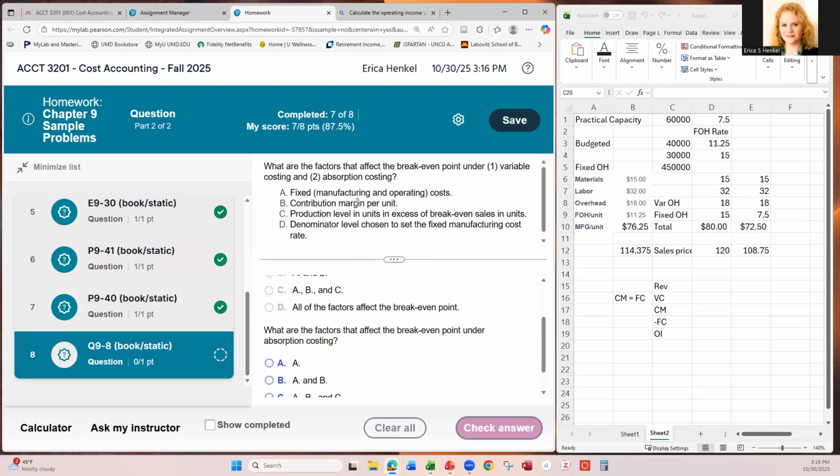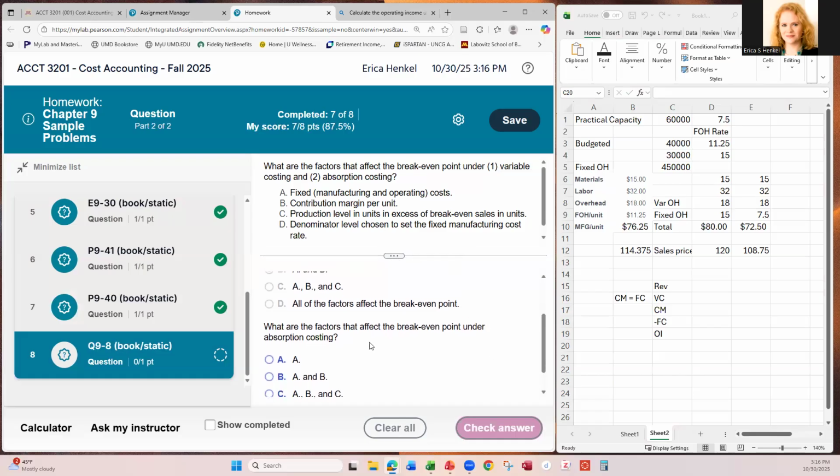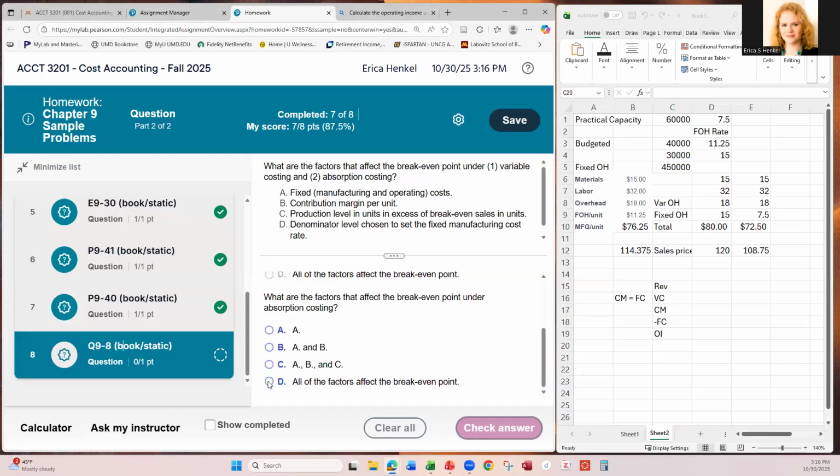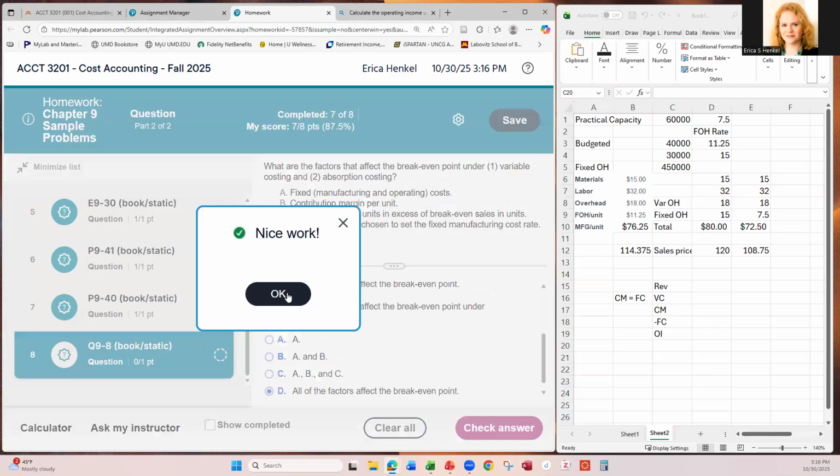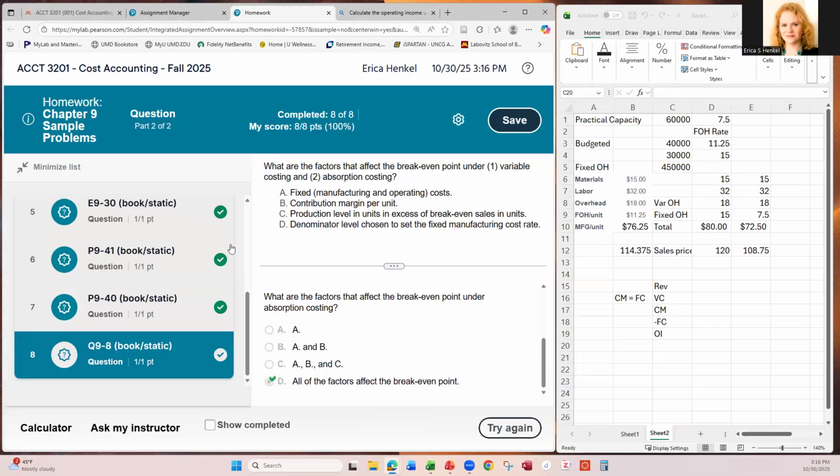So your contribution margin per unit will always affect your break even point, right? Because that includes your revenues. So does your variable costs, and then also your total fixed costs, which are used to calculate your rate. So all of those factors will affect your break even point under absorption costing. All right, that is a wrap up for the chapter 9 problems.